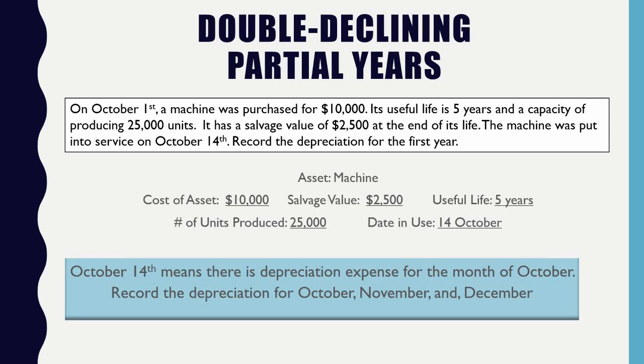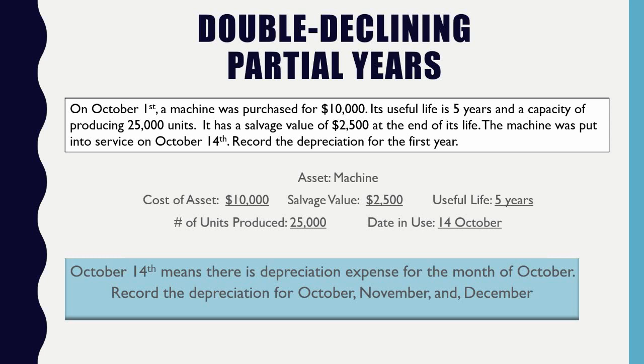So in this case, here's another example where you purchased a machine on October 1st, okay, for $10,000. Its estimated useful life is 5 years. It can produce up to 25,000 units, and it has a salvage value of $2,500 at the end of its life. Okay, and the machine was put into service on October 14. Record the depreciation.